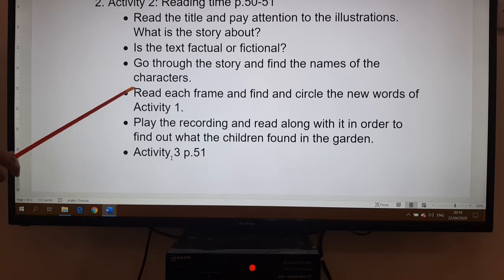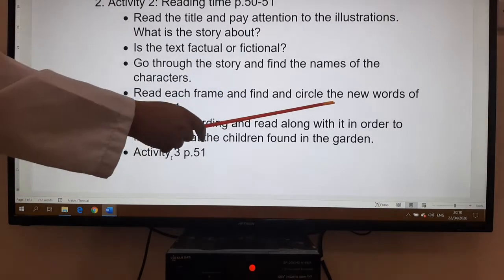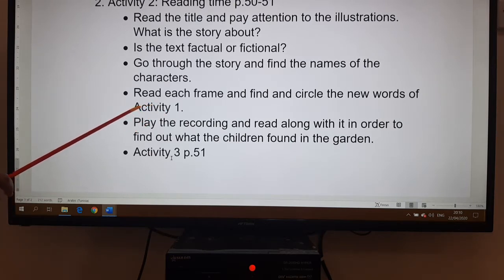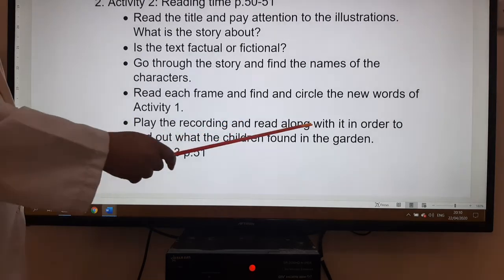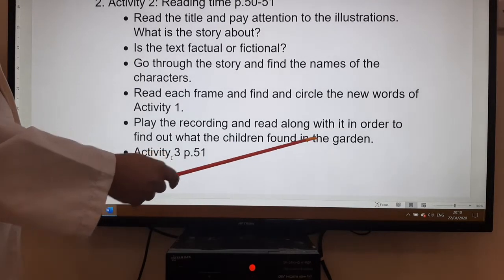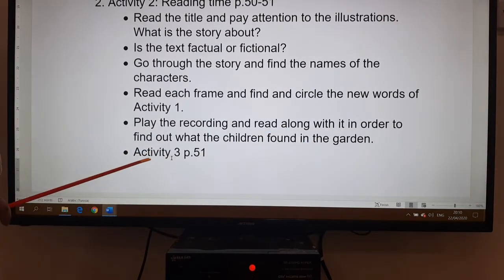Here, read each frame and find and circle the new words from activity 1. So the new vocabulary we have seen on page 50, you circle them in the story. Then you play the recording and read along with it in order to find out what the children found in the garden. What did they find in the garden? And then we check comprehension with activity 3, page 51.